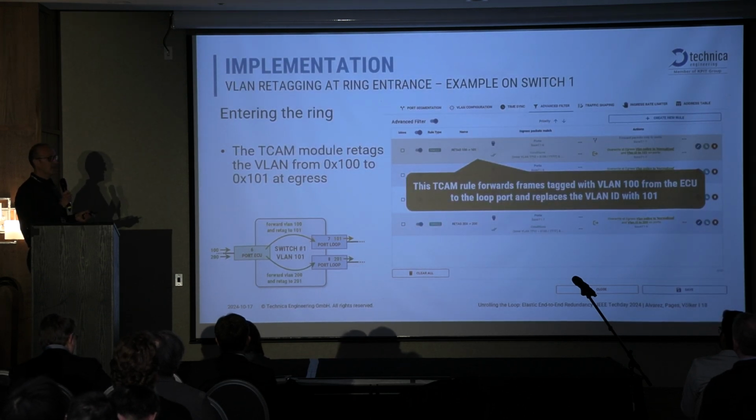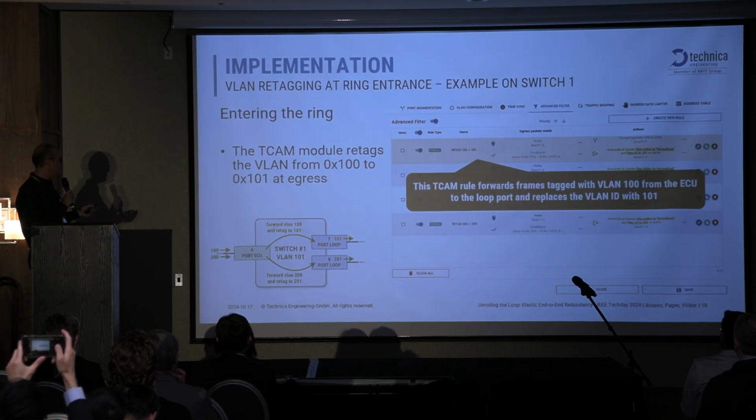With TCAM rules, we can do 2 things. We can forward the frames depending on the VLAN, and retag the VLANs at egress. So we can control how the frames enter and exit into the loop. We need 2 rules for direction. So we need 1 rule to inject the frames into the loop and retag them.